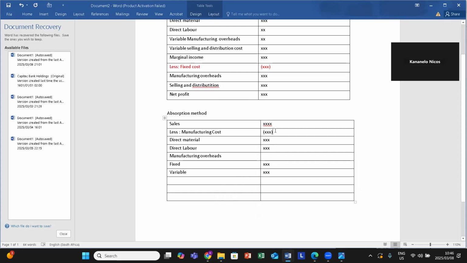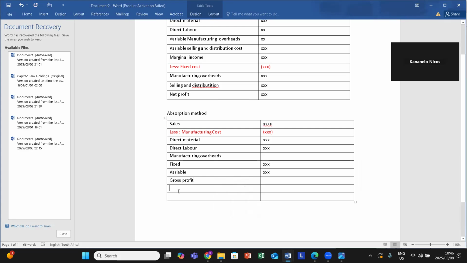So when you say what? We'll say our sales minus our manufacturing cost. And then when we minus both amounts, we're going to get what you call gross profit.